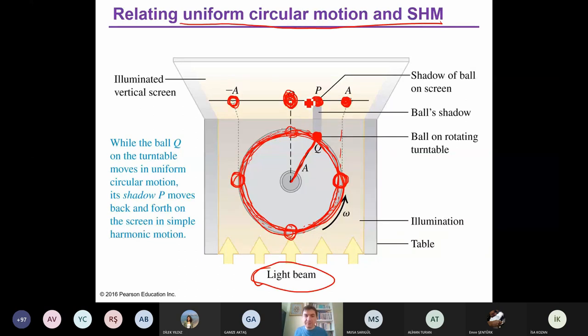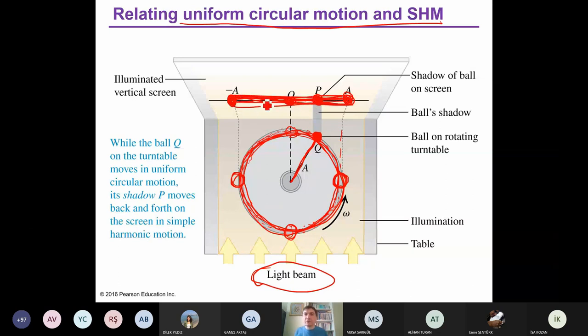On the screen, let's consider this is the initial position of the ball, and it goes to the equilibrium, it passes through the equilibrium, and it reaches the maximum amplitude in negative direction. Then from this point it goes back, it comes to the equilibrium, and it goes to the maximum positive amplitude, and it goes back and forth, back and forth, back and forth.